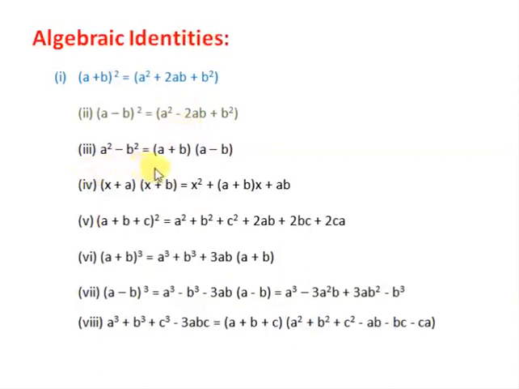Third one is a square minus b square equals (a plus b)(a minus b). We can also write (a minus b)(a plus b). Now see the difference: here it is whole square, and this is a square minus b square. So be careful with the difference and don't mix up the formulas.